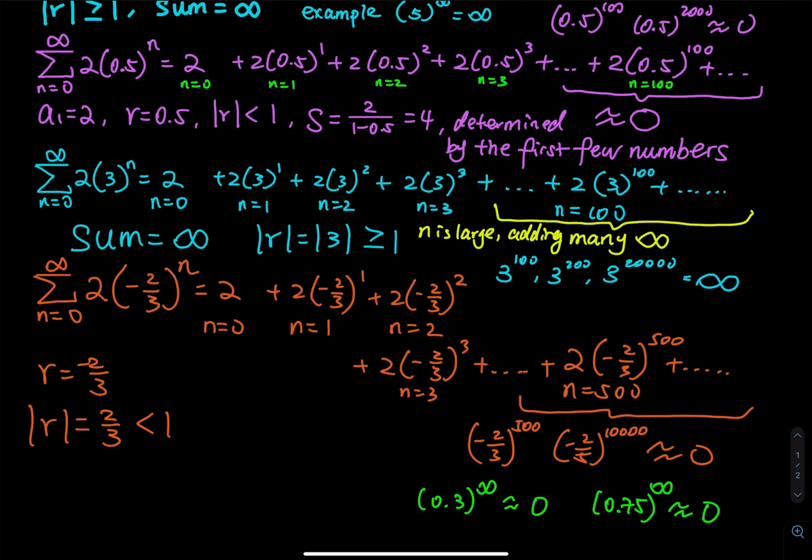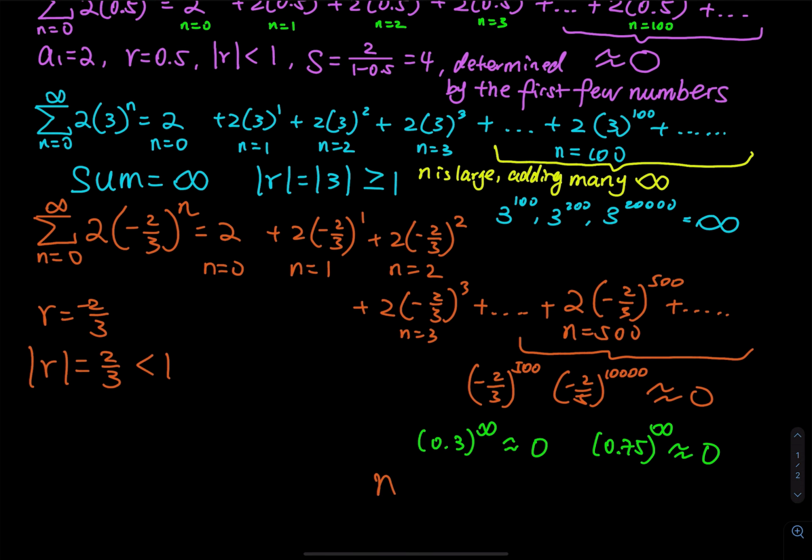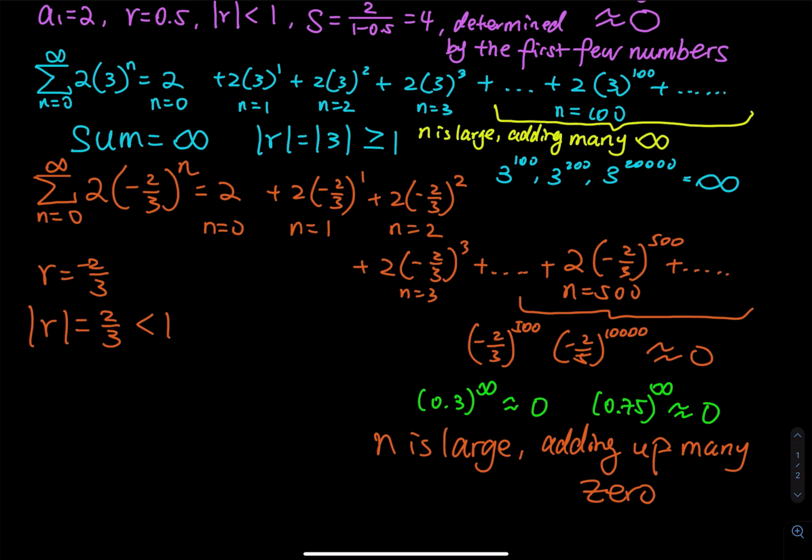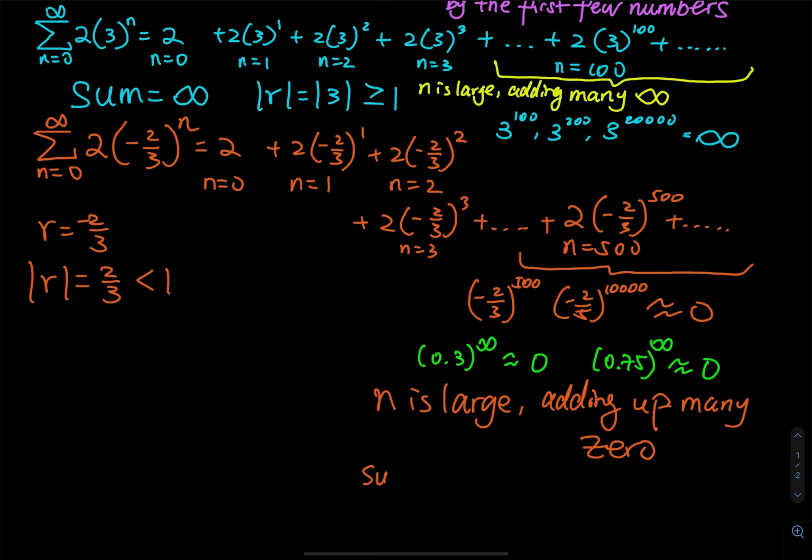What does that mean? That means when n becomes big, when n is large, you are adding up many zeros. Which means the sum is determined by the first few terms.